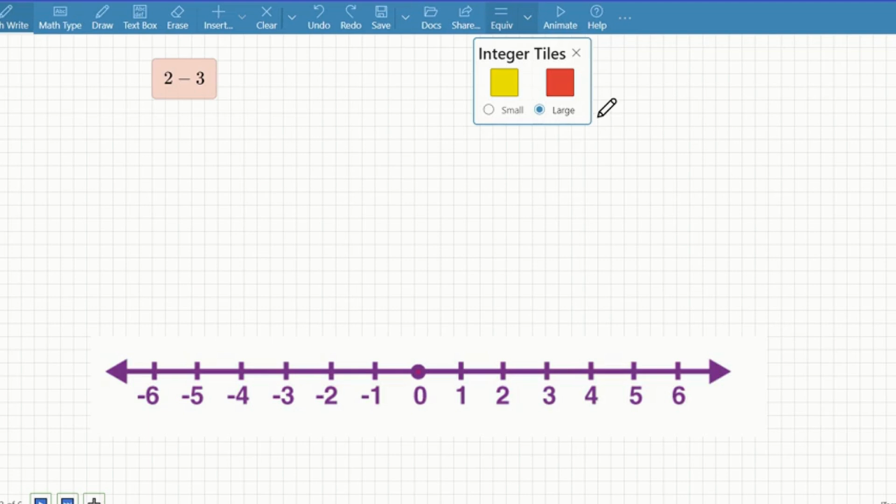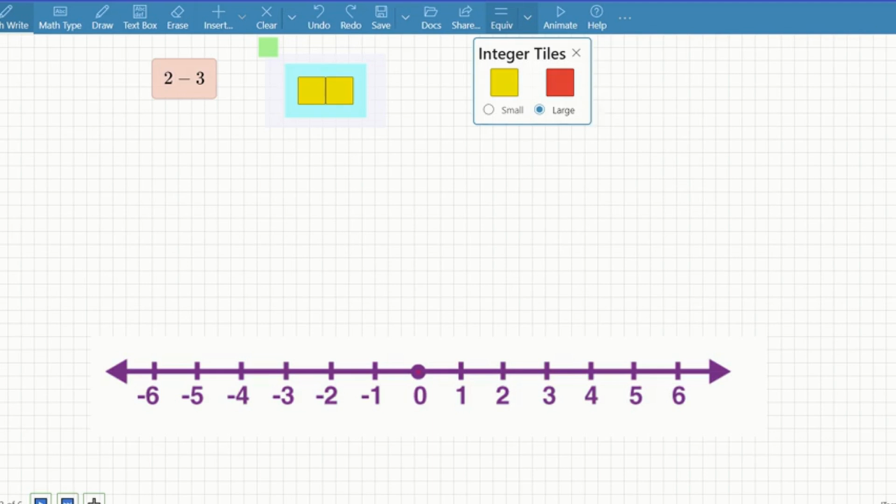the modeling of subtracting integers. On my page, I start out with 2, and I'm going to take away 3 from that number. To model this with tiles, I'm going to start with the 2 that I have to begin with, and I want to take away positive 3 from that. However, I don't have enough to do that.